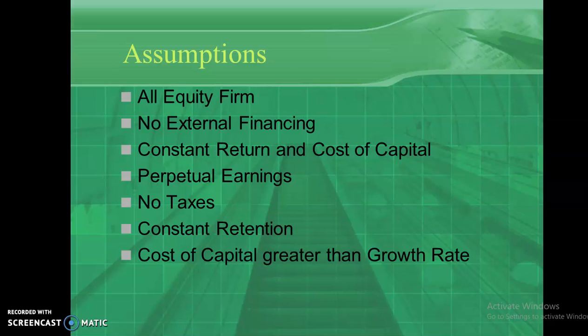The third assumption is that the company's return is almost constant and the cost of capital is also constant. It's not fluctuating, it's not variable in nature. The earnings are perpetual in nature, there is no tax, and the retention ratio is also constant. The last assumption is that the cost of capital is greater than the growth rate. Based on all these assumptions, this model works.